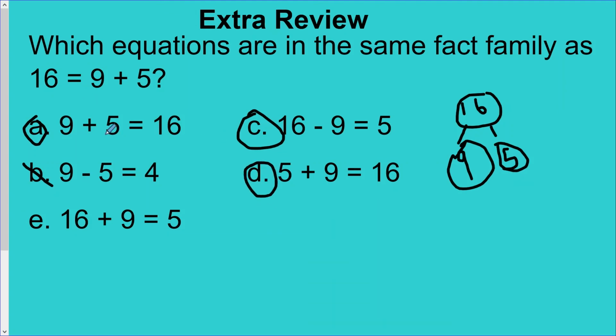All they did was flip-flop, right? I went from here to here. It's the same numbers. So now we have 16 plus 9 equals 5. Okay, so we have 16, we have 9, we have 5. But is this true? Is 16 plus 9 5? No, right? If I added those numbers together, I would not get 5. So that is not going to be a true equation, and it's not going to use those fact families.